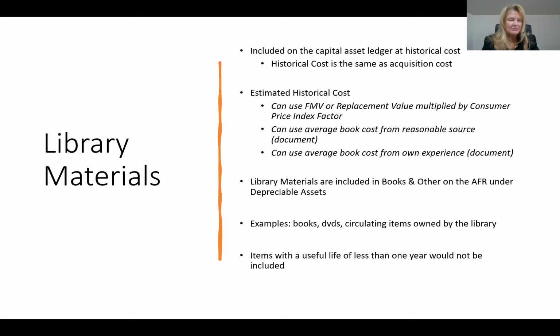Now, library materials are included in books and other on the annual financial report under depreciable assets. And examples are books and DVDs and circulating items owned by the library. Items with a useful life of less than 1 year would not need to be included or would not be included in this category.